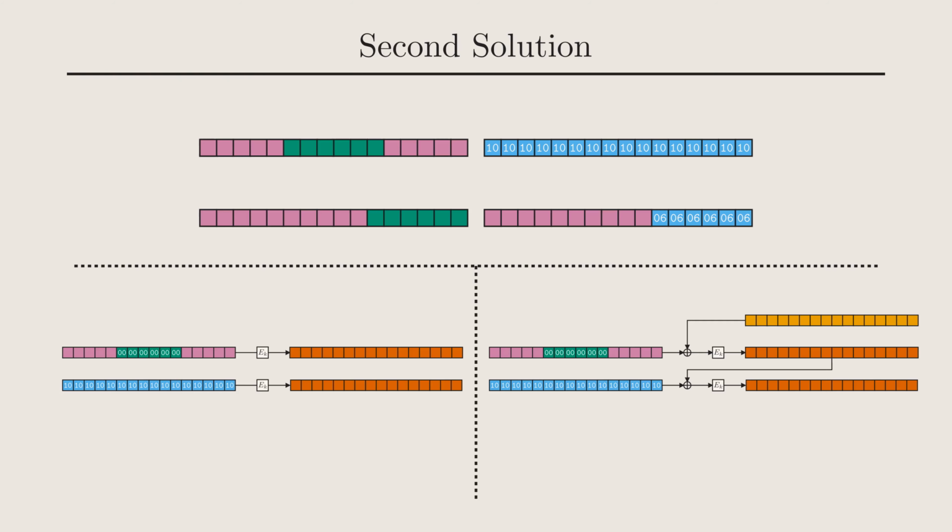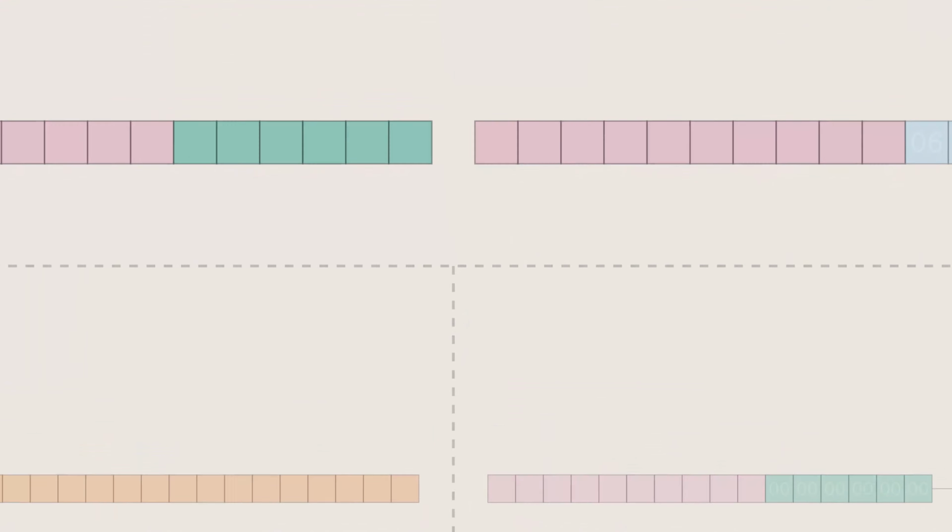If IVs aren't included in ciphertexts, then the solution doesn't work at all, which is why we'll be implementing the first solution rather than this one. And so without any further ado, let's get to it.